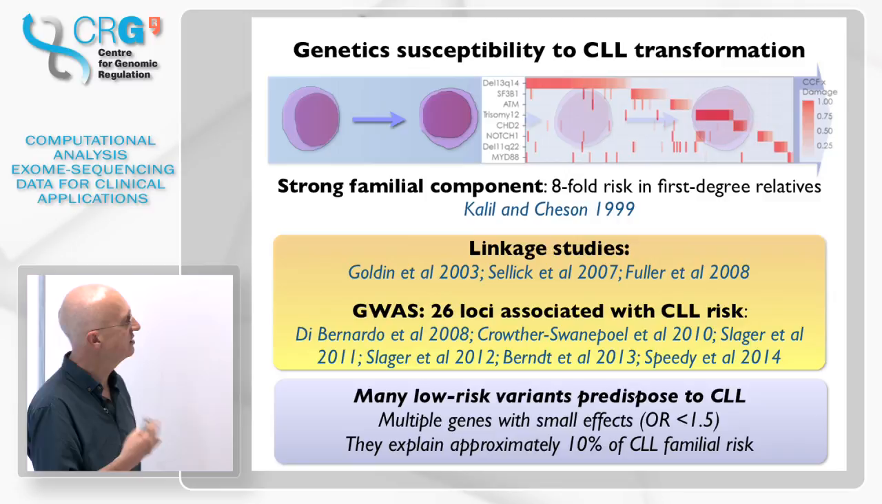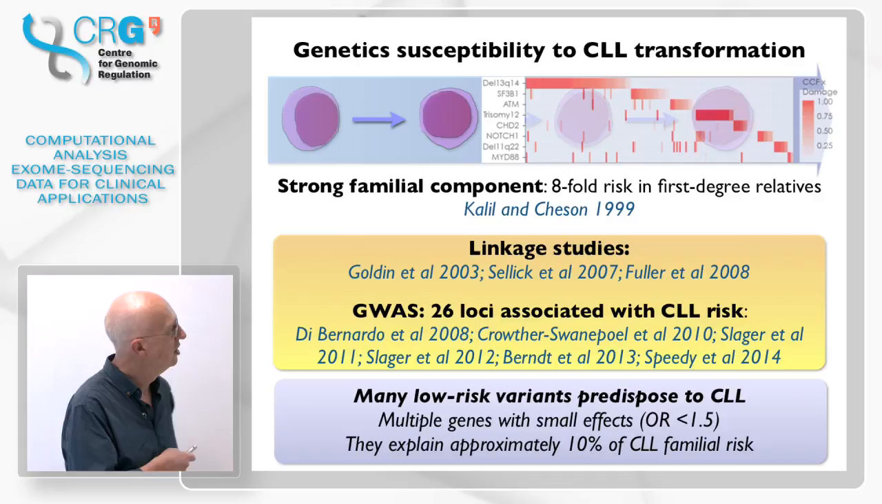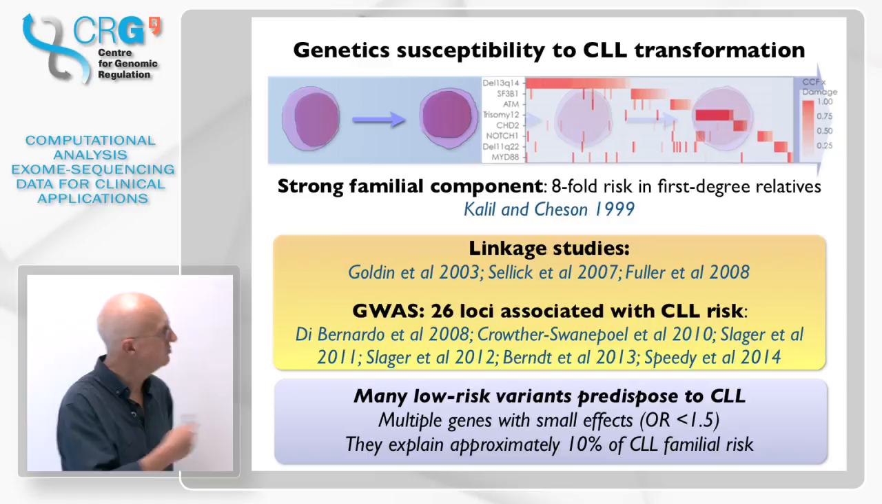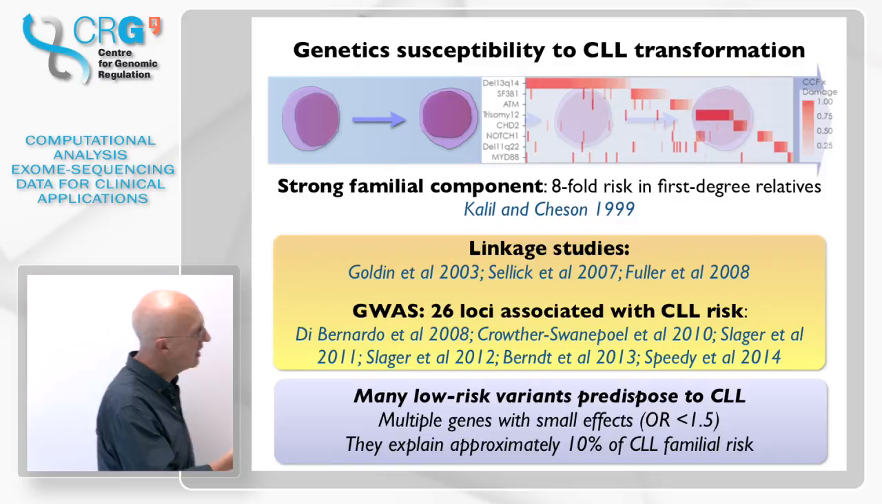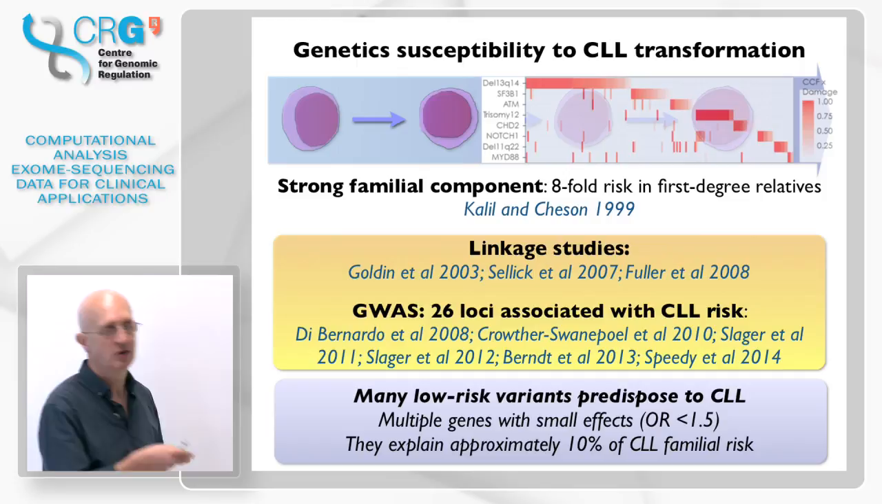It has been shown through several genetic analyses that CLL has a strong familial component, so that there is an eightfold risk of developing CLL in individuals that are relatives of a person with CLL, and it's not only for CLL, but also for other cancer types. There have been linkage studies in families that have multiple affected individuals, detecting several loci, but again, none of the genes have been identified by linkage so far.